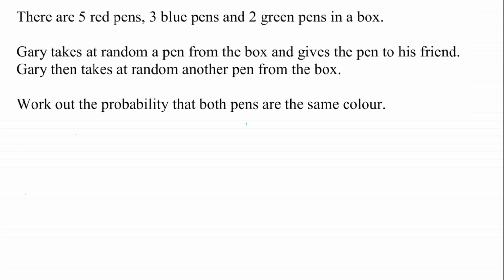Good stuff, guys. All right, let's move on to another type of question. Let's see how you get on with this one. We're told that there are 5 red pens, 3 blue pens, and 2 green pens in a box. Gary takes a random pen from the box and gives a pen to his friend. Gary then takes at random another pen from the box. Work out the probability that both pens are the same color.